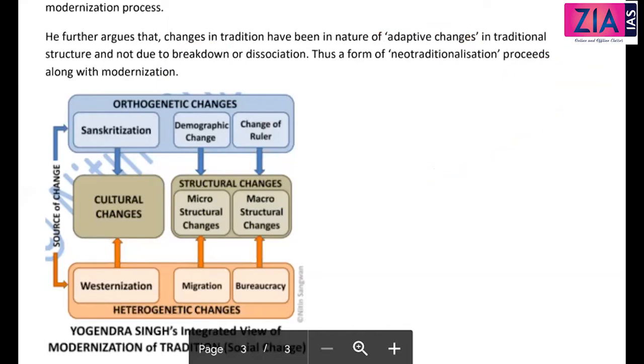Thus, a form of neo-traditionalization proceeds along with modernization. This is what I've told you: traditionalization of modern India, modernization of Indian tradition. So neo-traditionalization means what? Traditional elements are taken, with adaptive changes. The traditional elements are still there. Caste is still there, but to an extent some modern elements have been taken.